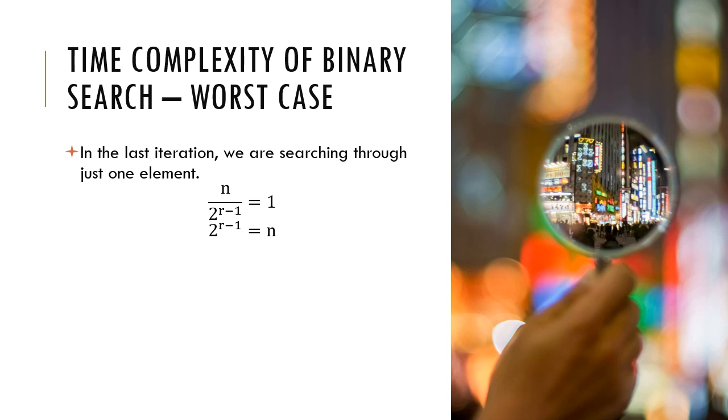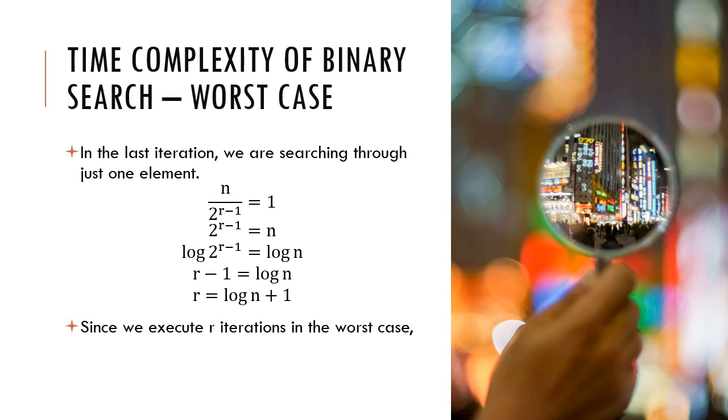Applying log base 2 on both sides, you get r minus 1 is log of n. And from here, you can say r is log of n plus 1. What was r? r was the number of iterations of the while loop.